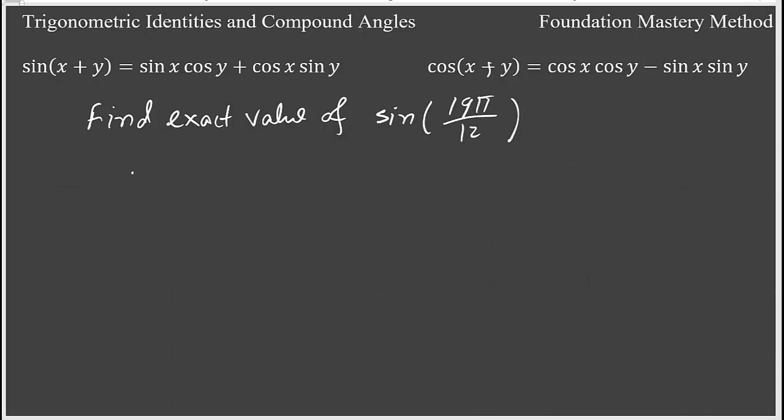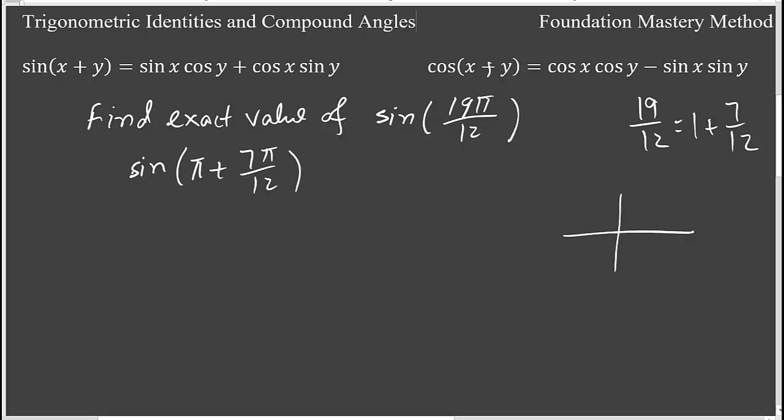We take another similar example. First, you see 19 over 12 can be written as 1 plus 7 over 12. So then this one can be written as sine of pi plus 7 pi over 12. Now we can see here, pi plus, we are going in the third quadrant. In the third quadrant, sine is negative. So this one is coming out as negative sine 7 pi over 12.